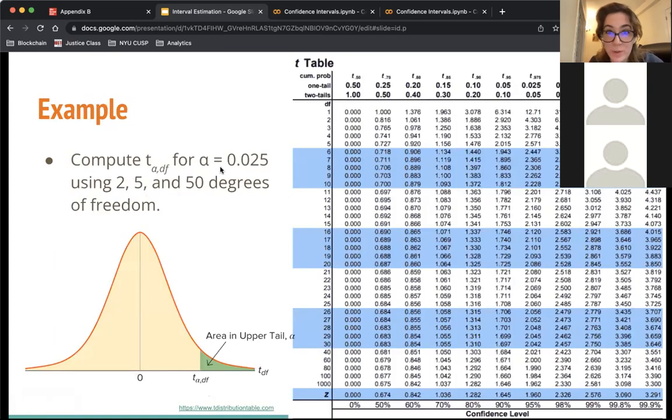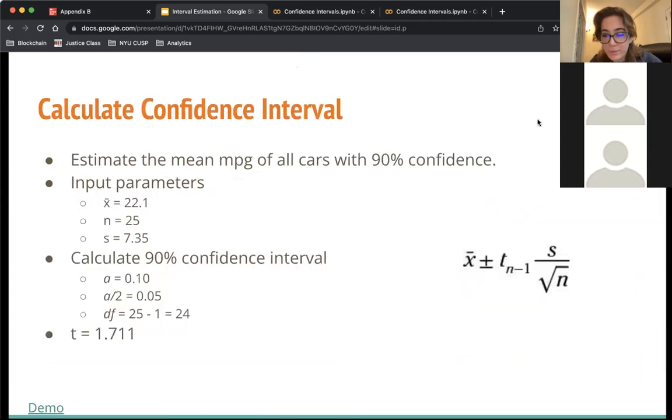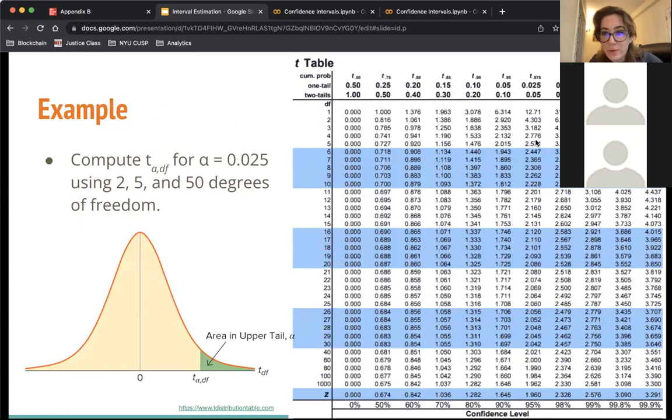Because there is a question in the homework that just gives you this value of alpha and tells you the degrees of freedom, you can simply plug and play that with the table. For 0.025, you would go here. And so for 2 degrees of freedom, the answer would be 4.3. For 5, you would go down. And for 50, you would go all the way here and just take the average between 40 and 60.